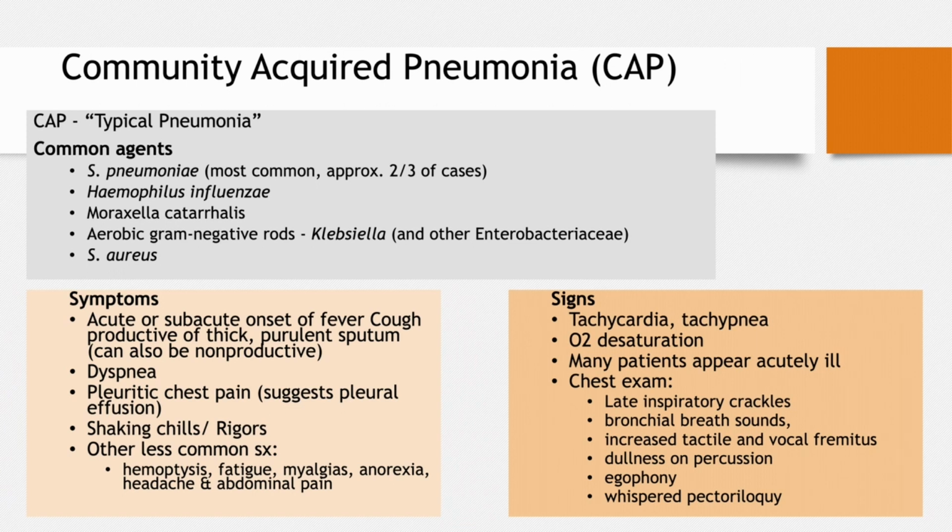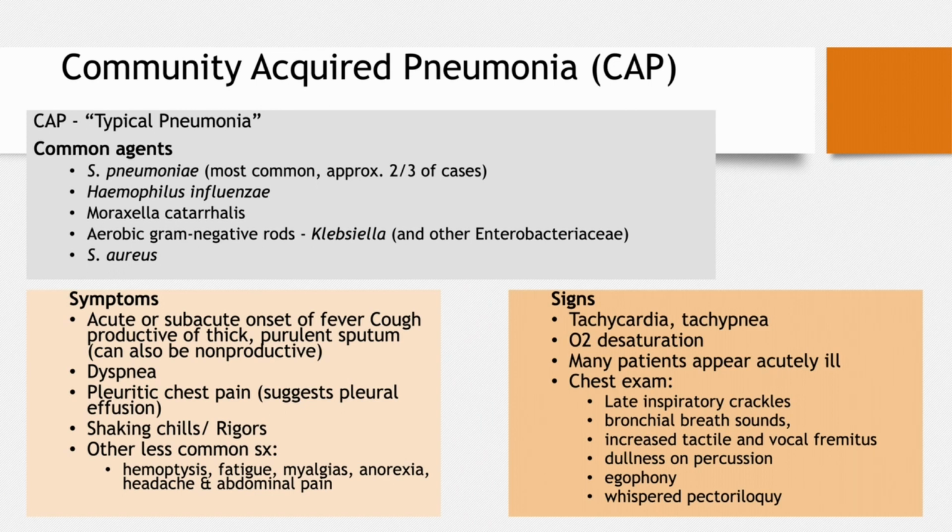Other things that are less common are going to be the aerobic gram-negatives like Klebsiella and Staph aureus, which we'll talk about a little bit later. We won't go into too much detail, but we will go a little bit into kind of the ways to identify these different causes of pneumonia.